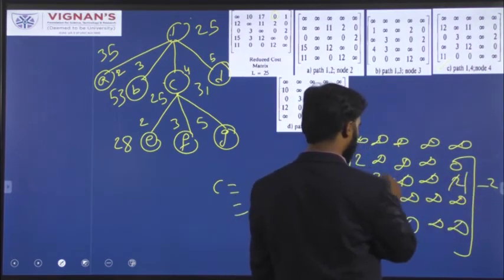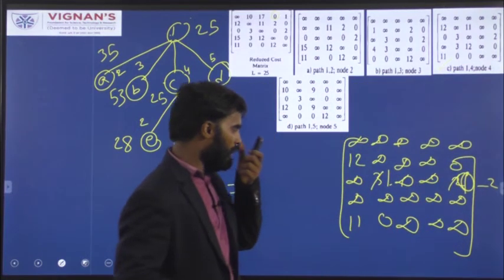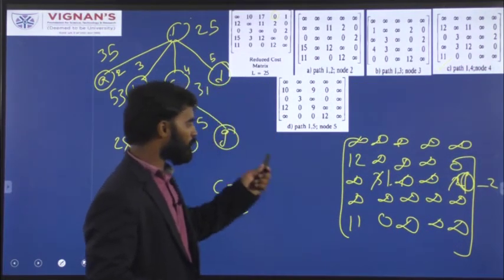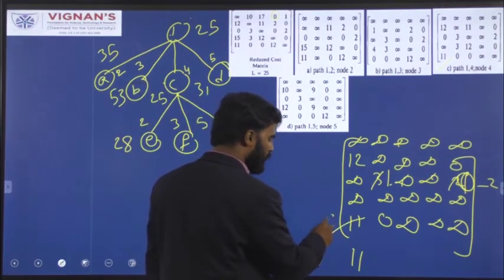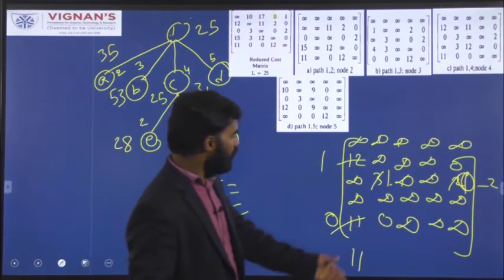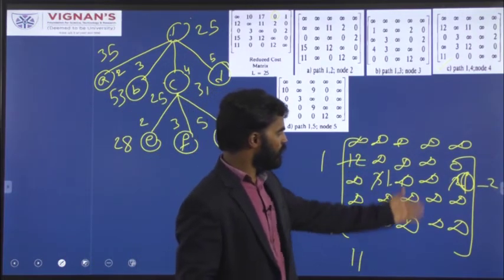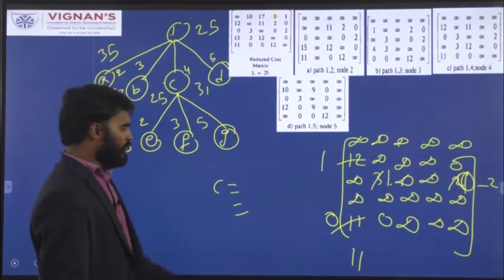It becomes 1, it becomes 0, it becomes 1. Fourth row is fine, fifth row is also fine. What about columns? The first column is not reduced. Find out the minimum value and subtract it from everything. Second column is fine, third column is fine, fourth one is fine, fifth one is fine. Okay, so this is the reduced matrix.